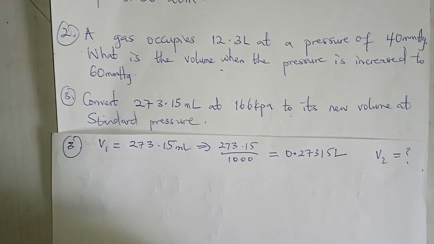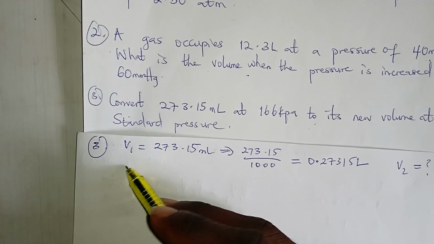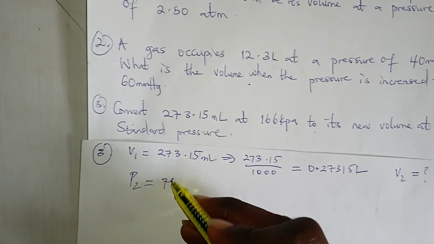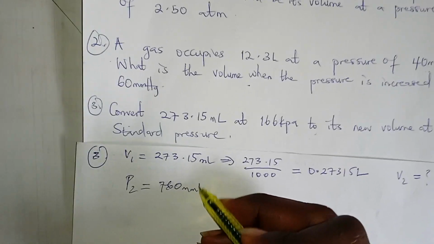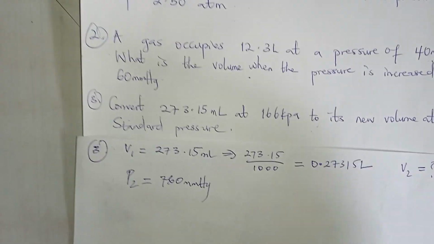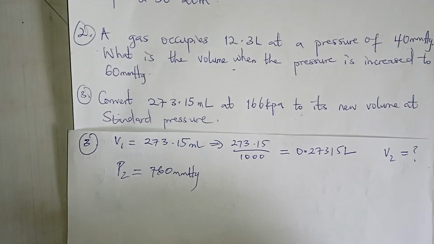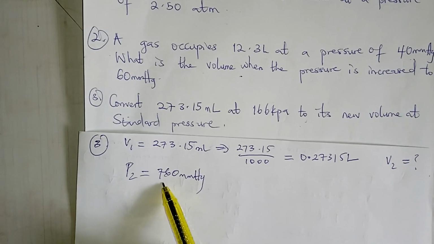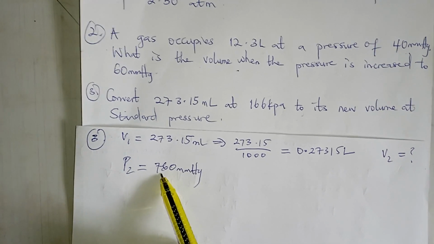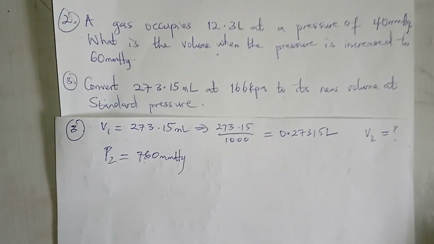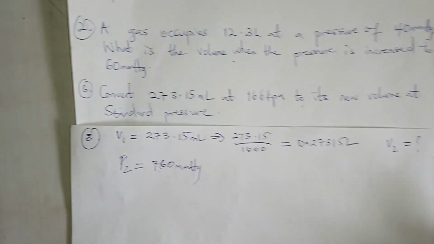At standard pressure and temperature, standard pressure, which is P2, will be 760 millimeter mercury. I know that 760 millimeter mercury is equal to 1 atm. To convert millimeter mercury to atm, you simply do 760 divided by 760. The millimeter mercury will cancel, and you have atm.